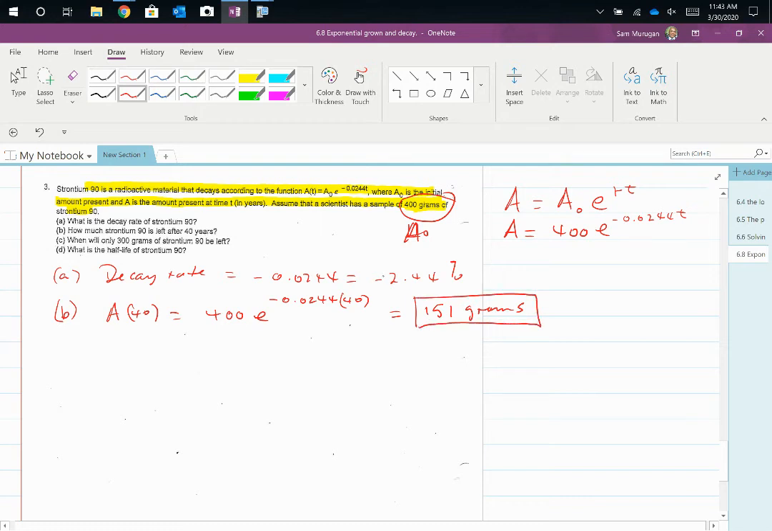After 40 years, this radioactive substance still has a significant quantity left. When will only 300 grams of strontium 90 be left?